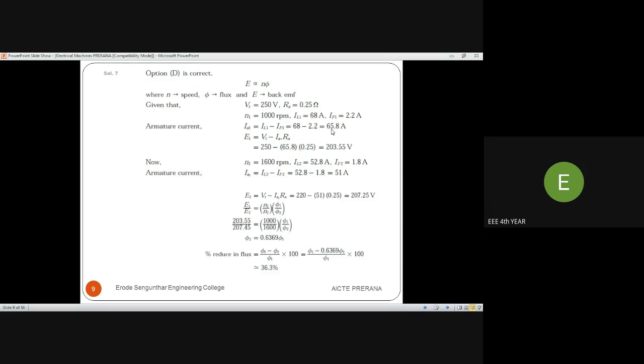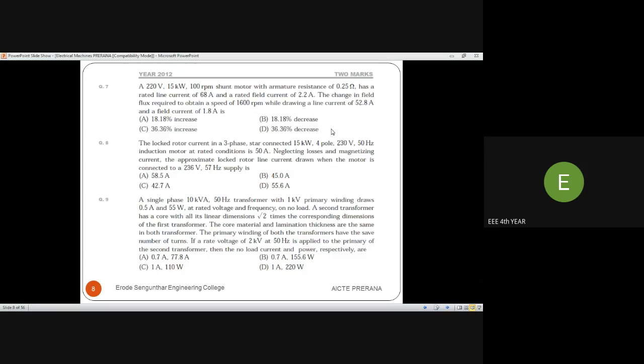Usually we have to determine the final answer in terms of the 4 options. The second question, question number 8. The locked rotor current in a 3-phase star connected 15 kilowatt 4-pole 230 volt 50 Hz induction motor at rated conditions is 50 ampere. Neglecting losses and magnetizing current, the approximate locked rotor line current drawn when the motor is connected to a 236 volt 57 Hz supply is. There are 4 options. Now how to find out the correct answer among these 4 options?